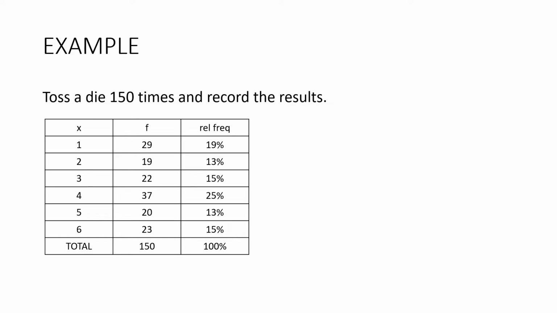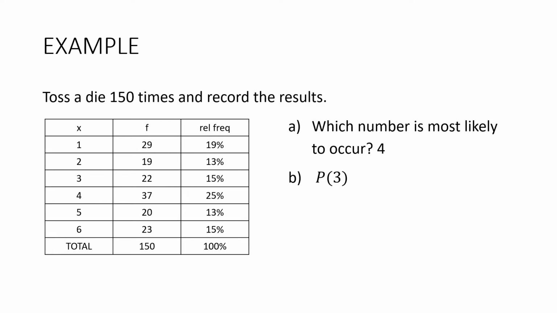Now let's look at some questions. So based on our data, which number is most likely to occur? Well, this is the highest relative frequency, so it's a 4. What was the probability that we would get a 3? So find 3 and look across here, 15%. Is the die biased? So if it's a fair die, then all of these frequencies should be the same. But we've only tossed the die 150 times, and that's probably not enough. We're going to have a look later on what happens when we toss the die more and more times.